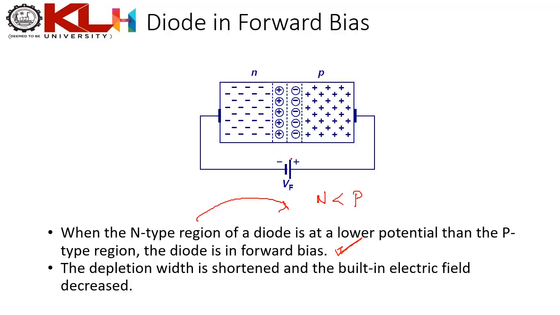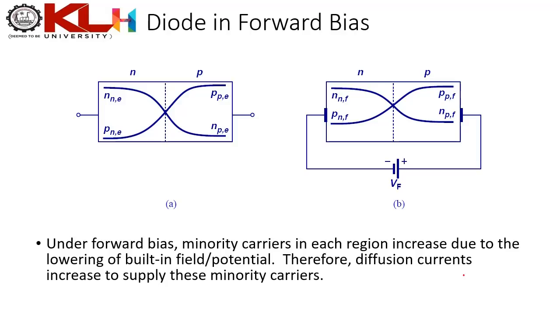Why is it shortened? Because the external electric field is now in this direction, while we know from equilibrium that the built-in electric field is in this direction. Because these two are opposing, the depletion region width decreases. The depletion region width is shortened, and the built-in electric field now decreases. So when the depletion region width decreases, the minority carriers in each region increase.